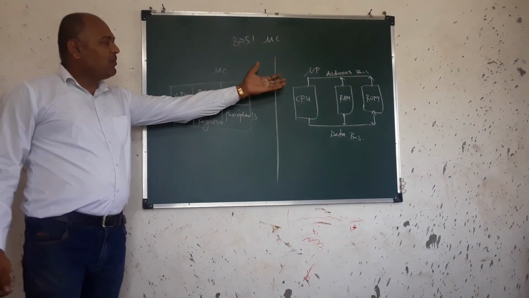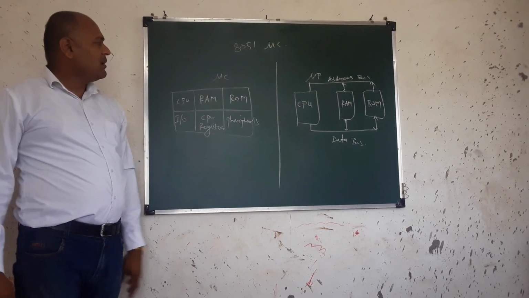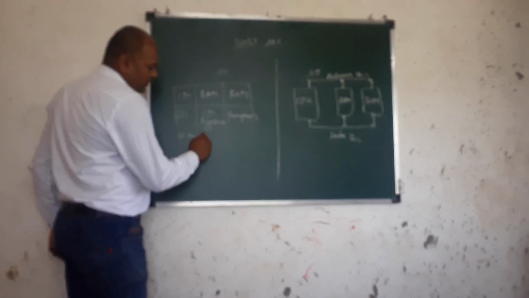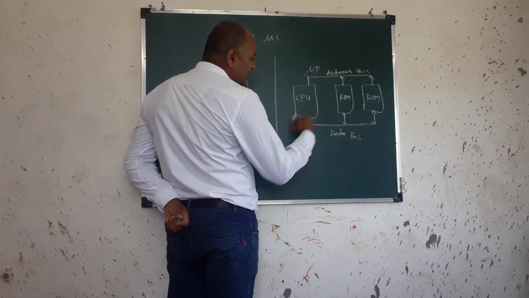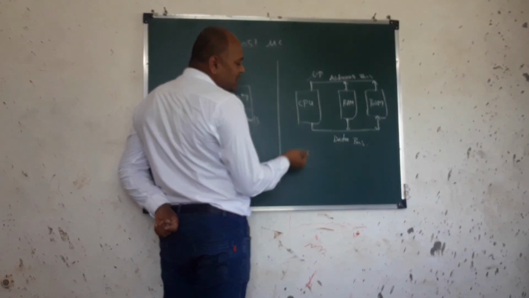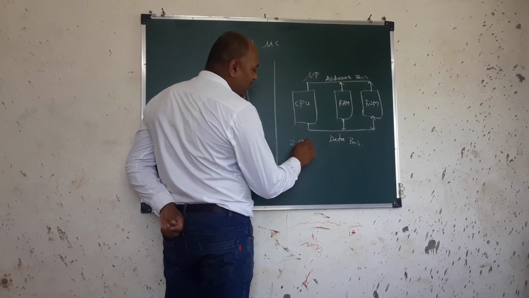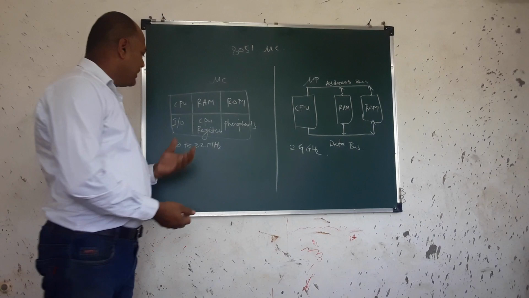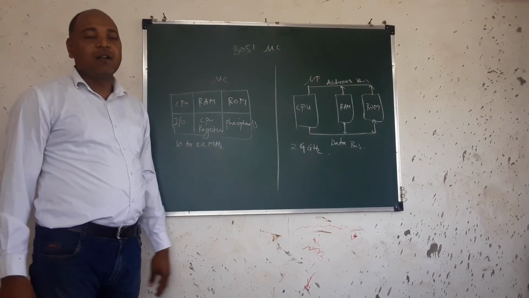The speed of operation of a microprocessor is very high as compared to a microcontroller. Generally, microcontrollers work at some 10 to 22 megahertz frequency, but a microprocessor, such as a P4, can work at 2.4 gigahertz frequency. So the speed of operation of the microprocessor is very high as compared to the microcontroller.